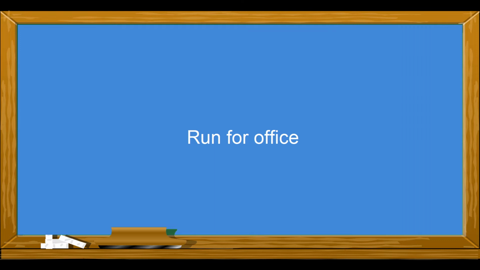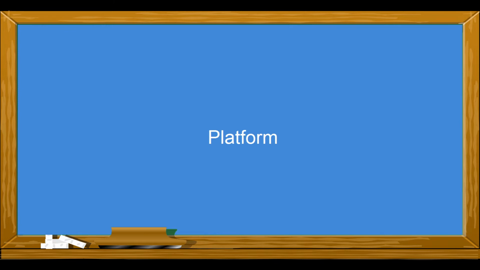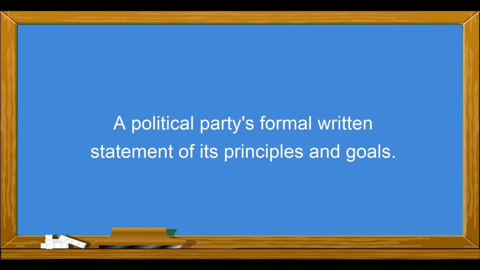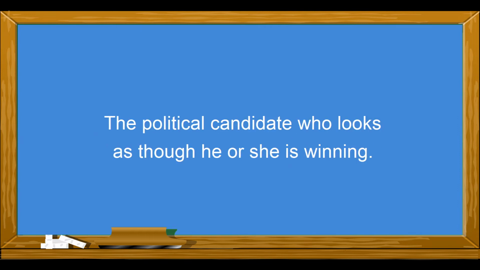Run for office. To seek political power via an election. Platform. A political party's formal written statement of its principles and goals. Poll. A survey of people taken to find out which candidate they might vote for. Front runner. The political candidate who looks as though he or she is winning.